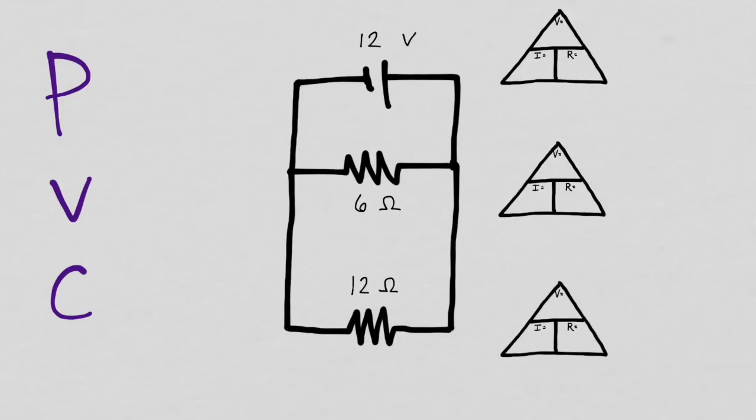I can now type in or write in my given values for the battery of 12 volts. And I know the resistance of each resistor, 6 and 12. And because PVC says parallel circuit, voltage is constant, if the battery gives 12 volts, then each resistor individually will have 12 volts.